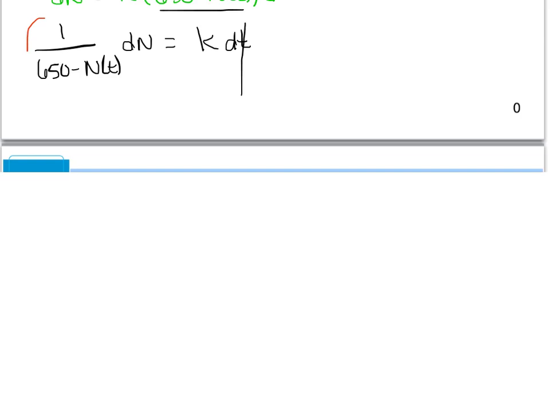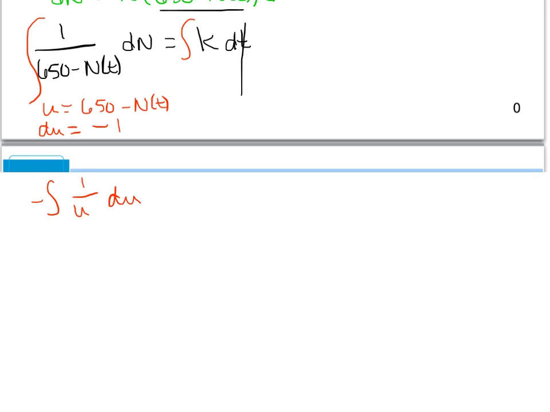And when we integrate both sides, I have a 1 over situation, and it looks like I can call u 650 minus n of t, which means du is equal to a negative 1 dn. So I really end up with the integral, and I'm going to factor that negative out, of 1 over u du.